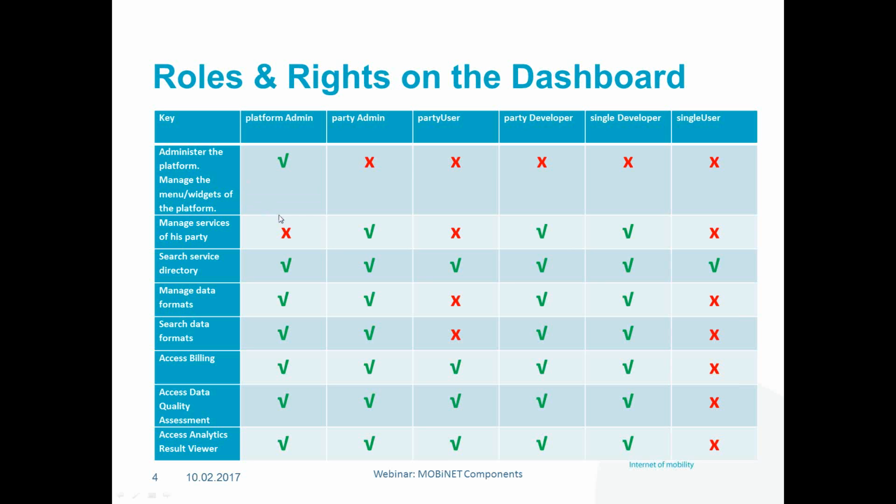So basically we have the platform admin, which is there to manage the platform. We have parties, which means basically companies, which then have users and developers, and we have single developers and single users. And as you can see, depending on your role, for instance, a party admin can manage the services of a party which are registered in the service directory, and the developer can too. But the single user, which is maybe not a developer in your company, cannot do this. And so we agreed to a certain layout here to support basically the management of companies, so that they can decide which people are allowed to change what.